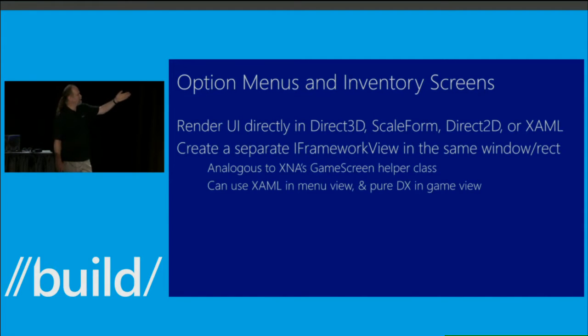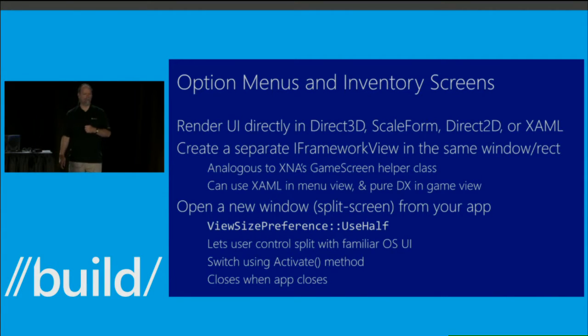You can just write it yourself in Direct3D, which is what, believe it or not, most games on the PC today do. Some of them use Scaleform, which is really layered on top of Direct3D. It's a third-party component provided by Autodesk. And Direct2D can actually make some of that easier, and then XAML, of course, can be used if you want to go forward with that. And one of the tricks is you can create separate framework views within the same window so that you're using XAML in one of them and D3D in the other, and that way you can switch back and forth very efficiently.